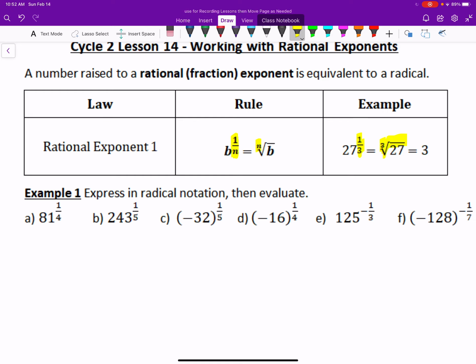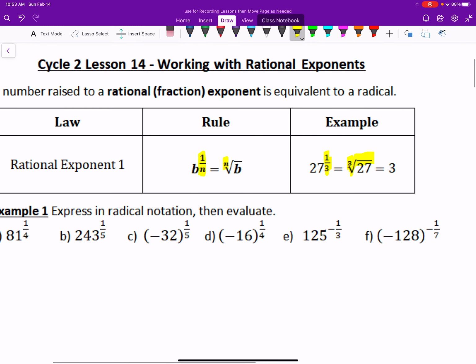You're most familiar with square roots. The square root of something means you find a number that you can multiply by itself to get what's under the square root sign. Square roots really mean this, with a little 2 here, but we don't write the 2 because it's understood. The 2 tells me that when I take the square root of something, I'm going to multiply the number by itself twice in order to get what's under the square root sign.